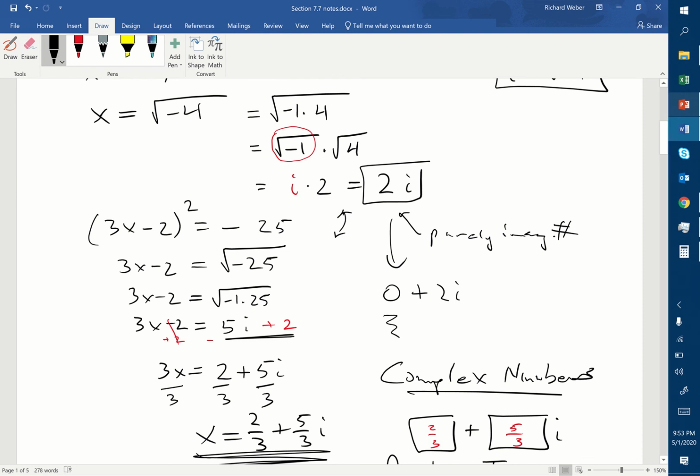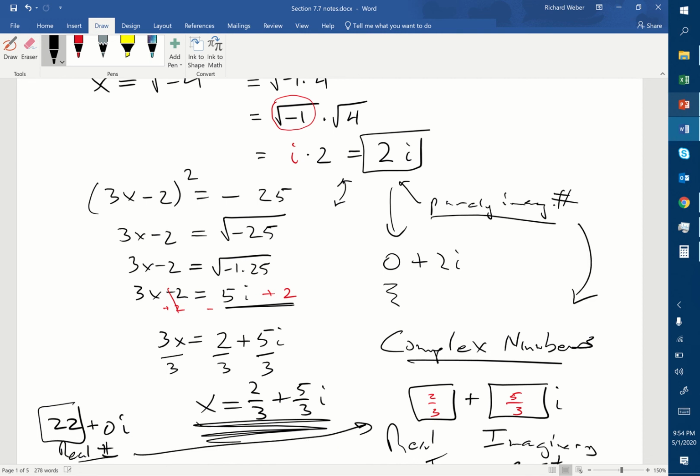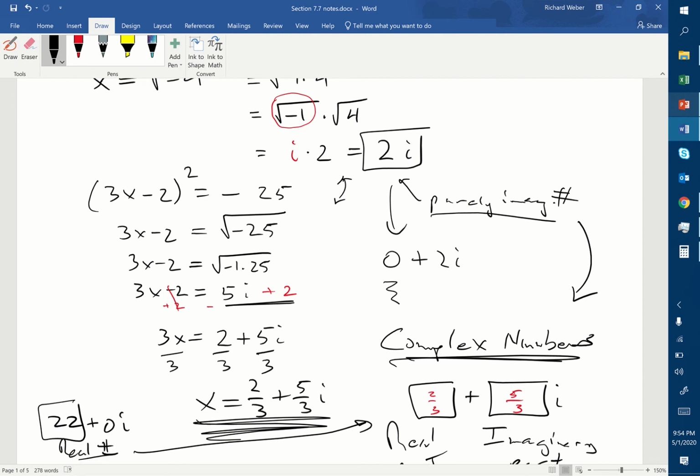And guess what? If you take just an ordinary number like 22, a real number, well, that can be looked at as 22 plus 0i. So what I'm saying is that real numbers and purely imaginary numbers belong to this family of complex numbers. Isn't that weird? So the real number system we know is actually a subset or a subspace, if you will, of the complex numbers. Pretty cool.